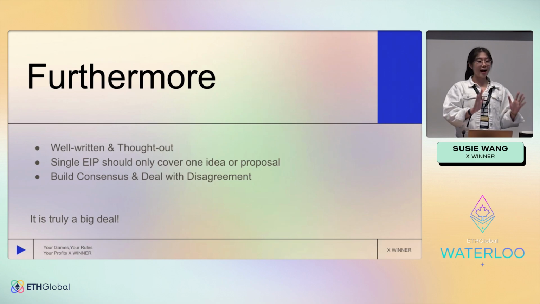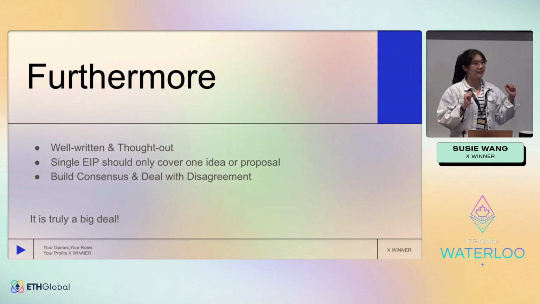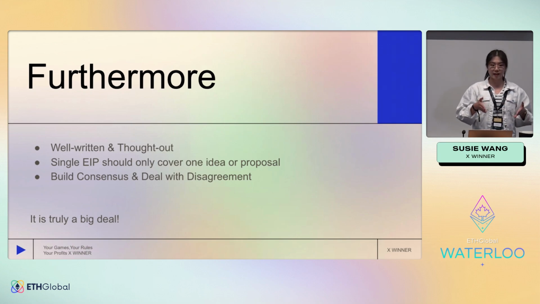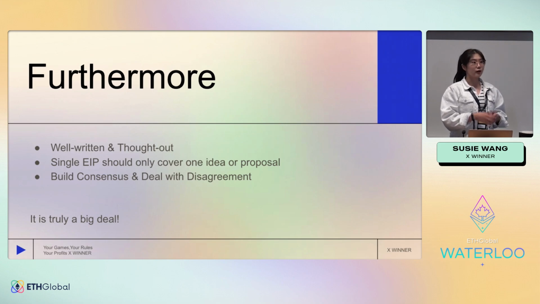If you want to write a good EIP, there are certain standards. You need to be well written and thought out. A single EIP should only cover one idea or proposal, so if you have several cool ideas, you should raise several EIPs. Also, as authors, you should build consensus and deal with disagreements. You're the mothers and fathers of these EIP standards, so you need to take care of them. It's truly a big deal for the Ethereum network, so take it seriously. We're going to dive in deep into some of them.